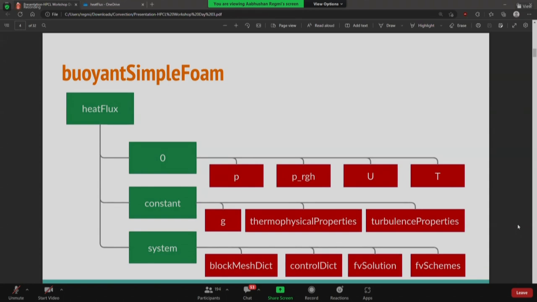In constant, we have two extra files: thermophysicalProperties and g. The g file is where you can provide gravity in your simulation, whether you want to include gravity or not, and its direction. In thermophysicalProperties, you provide the properties of the fluid or solid in your domain. The turbulenceProperties file is similar to before. You can specify whether you want to use turbulent or laminar flow, and what kind of model you want to use, such as k-epsilon or k-omega.